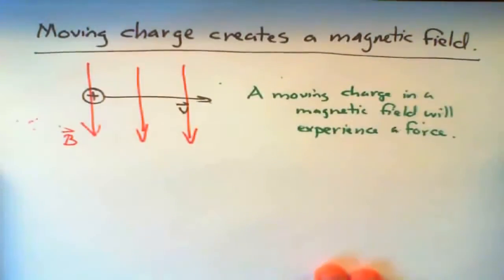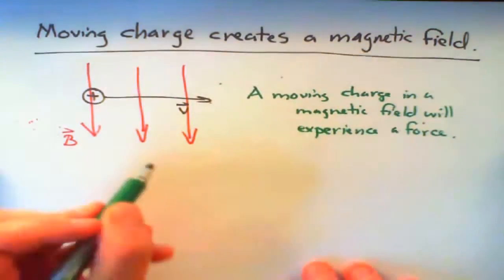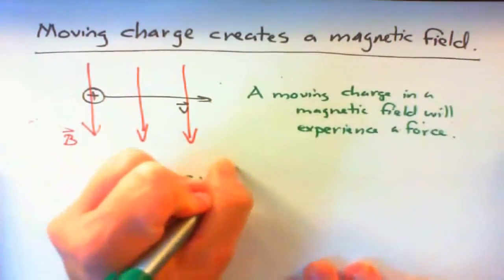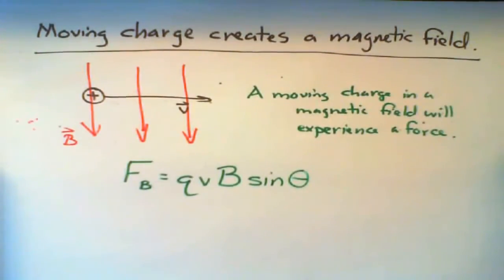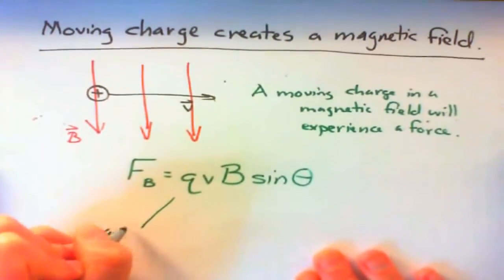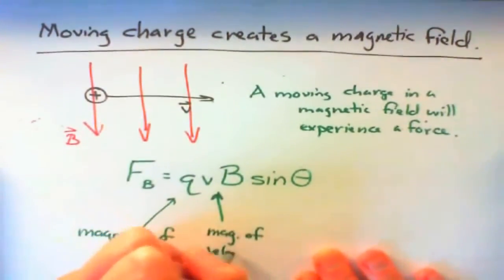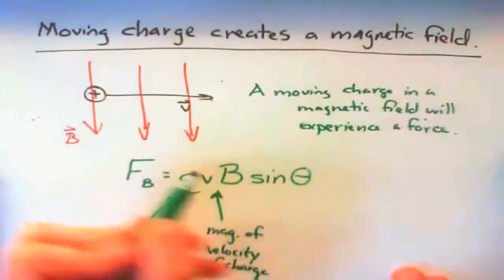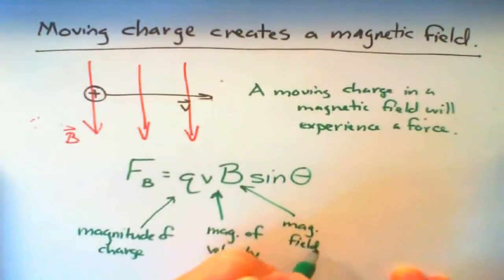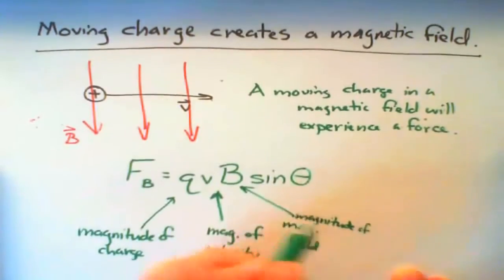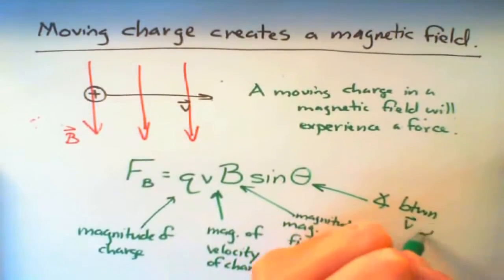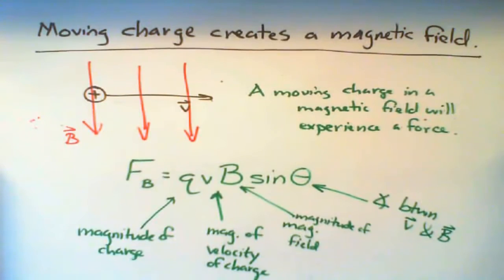Now, how much force? Well, we have an equation for that. The force experienced by a moving charge in a magnetic field is equal to QVB sine theta. The Q stands for the magnitude of the electric charge. V stands for the magnitude of the velocity of the electric charge. B stands for the magnitude of the magnetic field. And theta is the angle between the velocity of the charge and the magnetic field that the charge is moving through. All right. That gives us the magnitude.